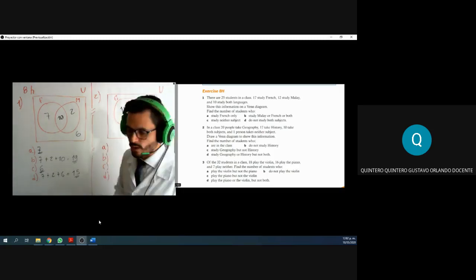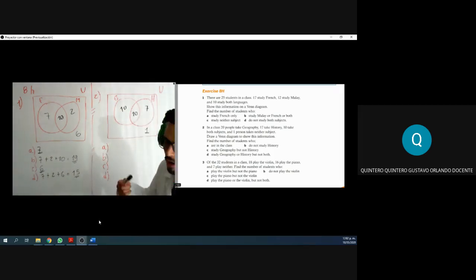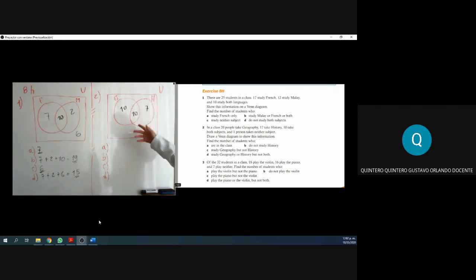All right. Now that we finished with the diagram, let's continue with the questions. Question A says, find the number of students who are in the class. So the total amount. All right, just count the sectors. We have 10 plus 10 plus 7 plus 1. Let me write them right here. We have 10 plus 10 plus 7 plus 1. All right, this will be 28 people. We have 28 students in our class.